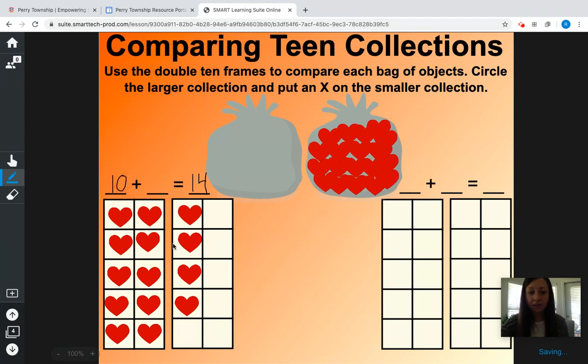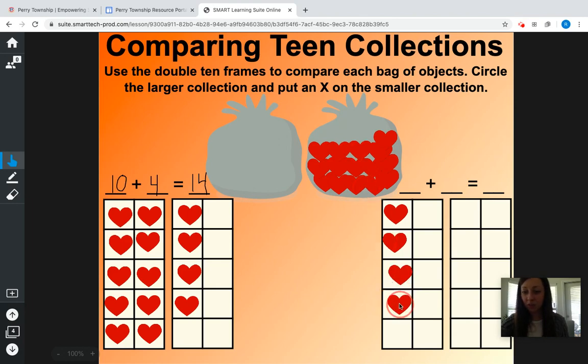How many did I have left over? How many ones did I have left over in the second 10 frame? 4, okay. 10 plus 4 equals 14. All right, let's go ahead and sort out this next bag of hearts. So, do you think this tens frame is going to be all filled up? Yep, good job. It is.